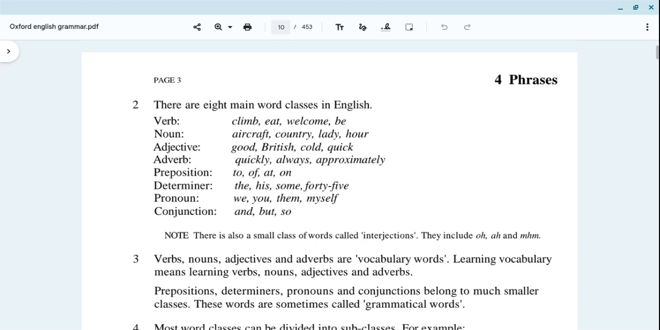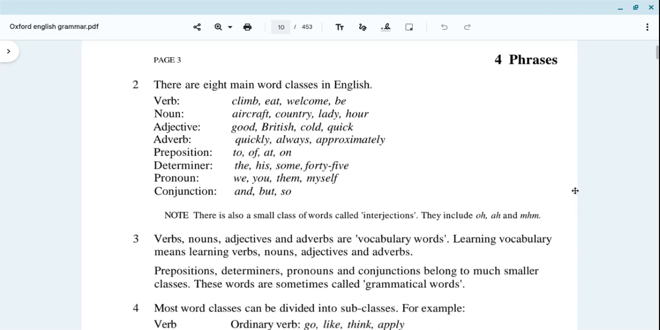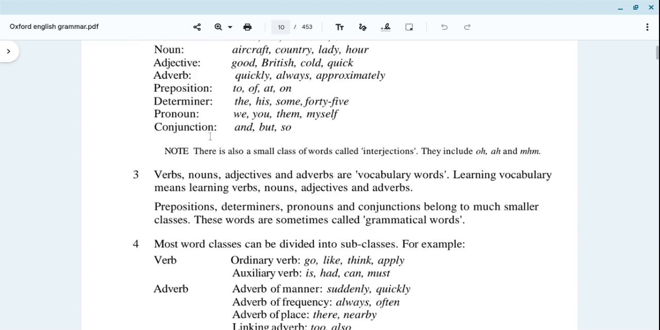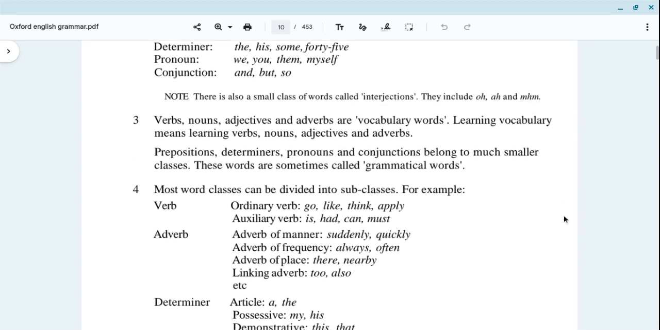Preposition: to, off, at, on. Determiner: the, his, some, 45. Pronoun: we, you, then, myself. Conjunction: in, but, so. Note, there is also a small class of words called interjections. They include oh, ah, and okay.